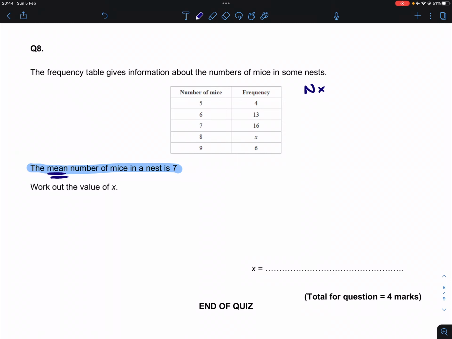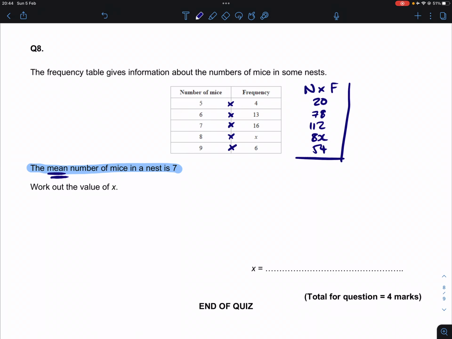So you'll have this n times f column that I'm going to add here to the table. So if you do 5 times 4, 6 times 13, 7 times 16, 8 times x, and 9 times 6, then you will get the following numbers. We're going to get 20, 78, 112, 8x, and 54.